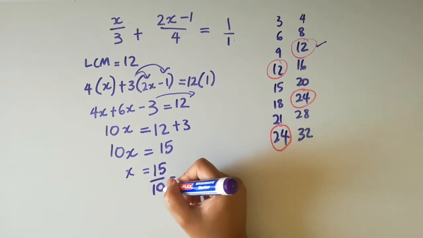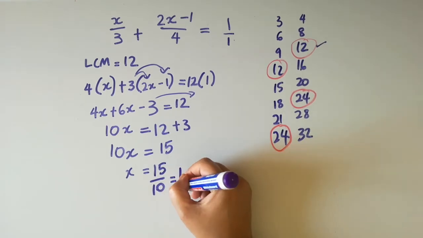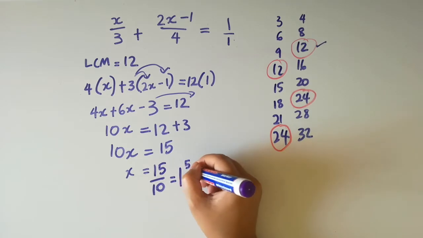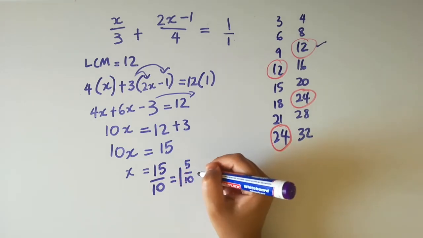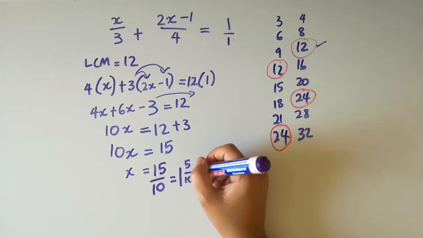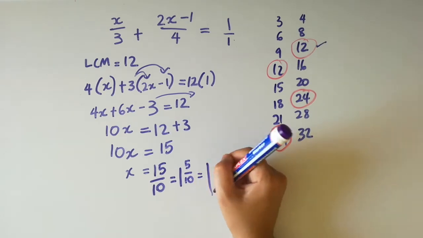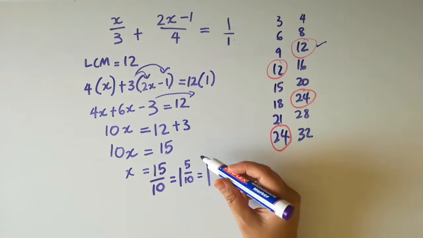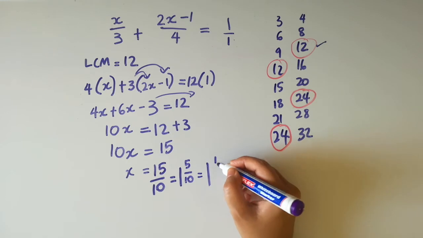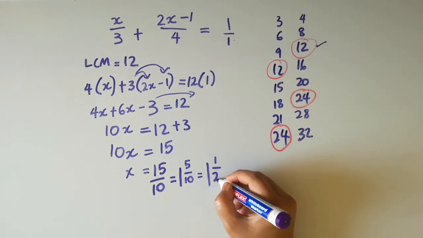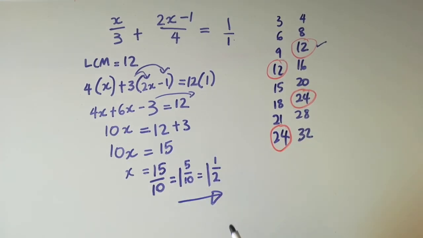Which we can simplify. 10 goes into 15 one time. Remainder 5 over 10. And as we can see here, we can still simplify. We can divide the top and the bottom by 5. So that's 1. 5 goes into 5 one time. 5 goes into 10 2 times. And that is your answer.